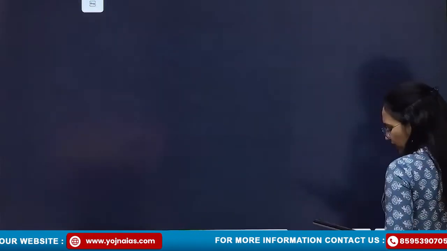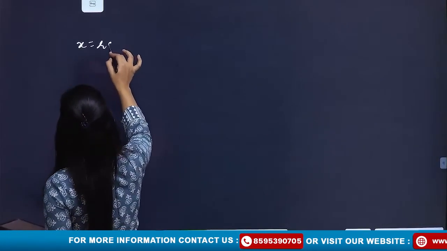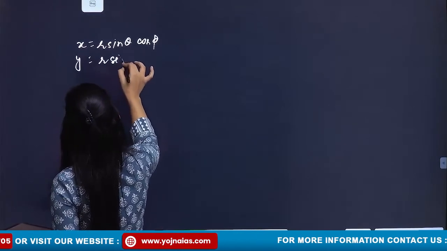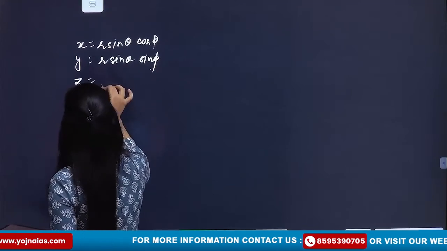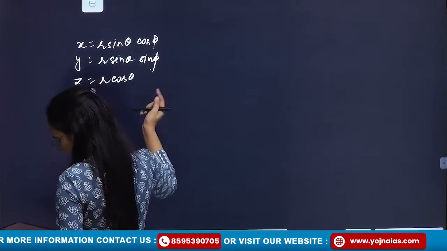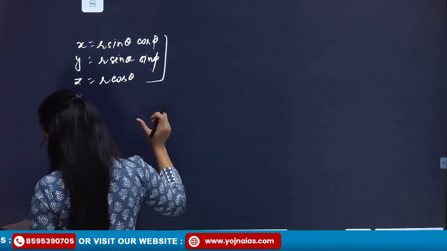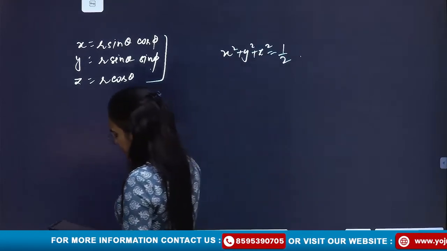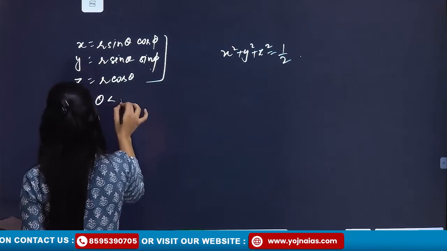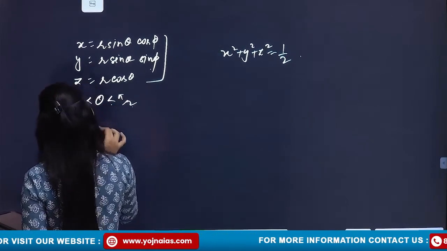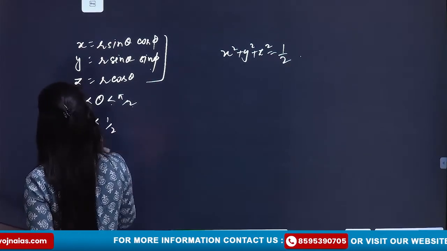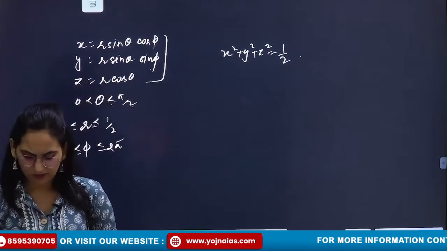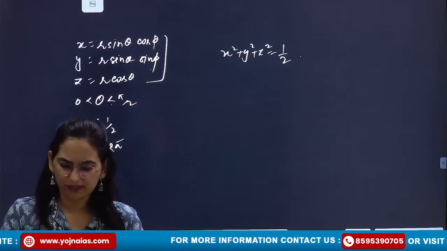What are the spherical coordinates? How would you convert them? x is equal to r sin theta cos phi, y is equal to r sin theta sin phi, and z is equal to r cos theta. These are the spherical coordinates, and the sphere they have given is x squared plus y squared plus z squared. So the limit of theta is going to be 0 to pi by 2. Then the limit of r goes up to the radius, that is 0 to 1 by 2. Then phi has another limit. Verify that, and it would also turn out to be the same answer.